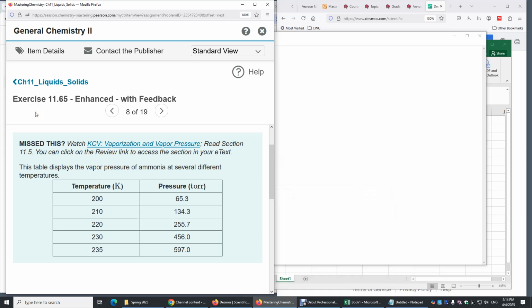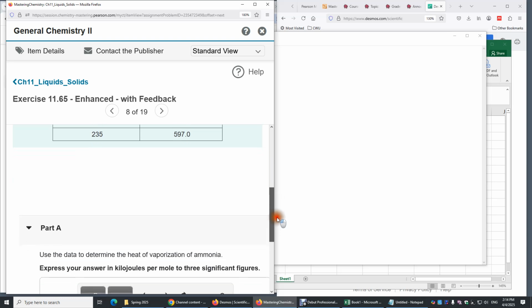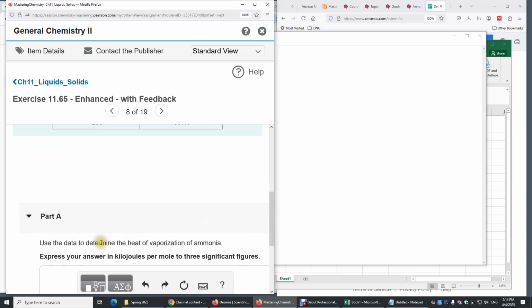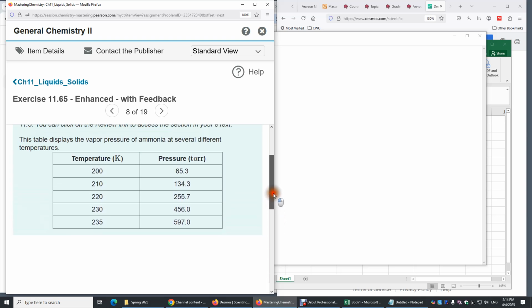Chapter 11, Liquids and Solids, Exercise 11.65. This table displays the vapor pressure of ammonia at several different temperatures. Part A. Use the data to determine the heat of vaporization of ammonia.